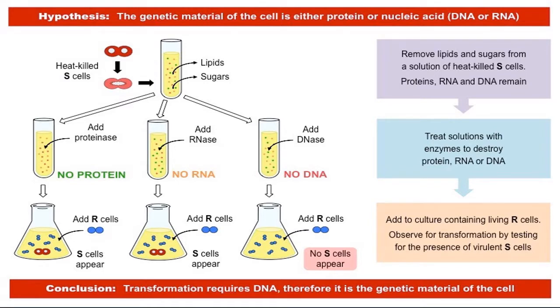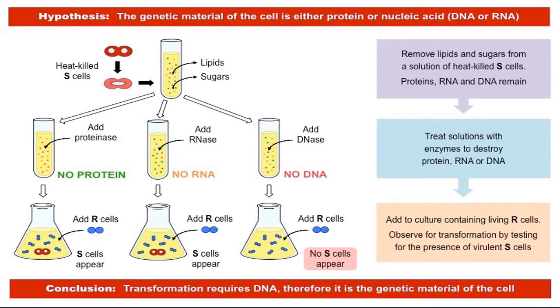Okay, so let us explain the Avery, MacLeod, and McCarty experiment. So we have a heat-killed S cells concoction here. We have to remove the lipids and sugars from a solution of heat-killed S cells. So a method was used to extract these other components. And we prepared several combinations of concoctions. First, we have a no-protein solution. Second, we have a no-RNA solution. And the third one is the no-DNA solution.